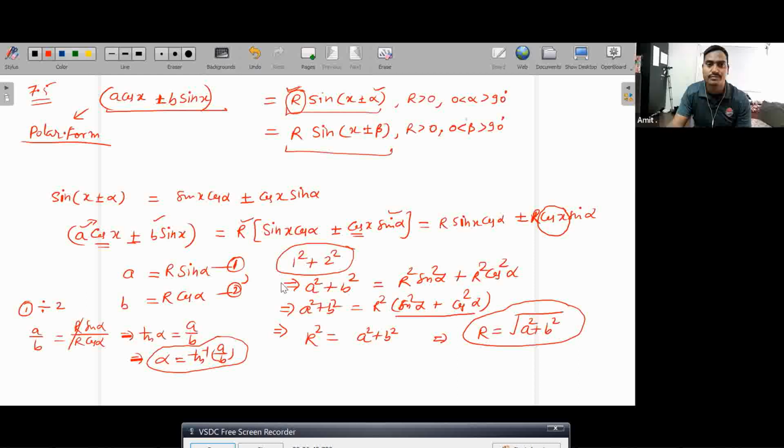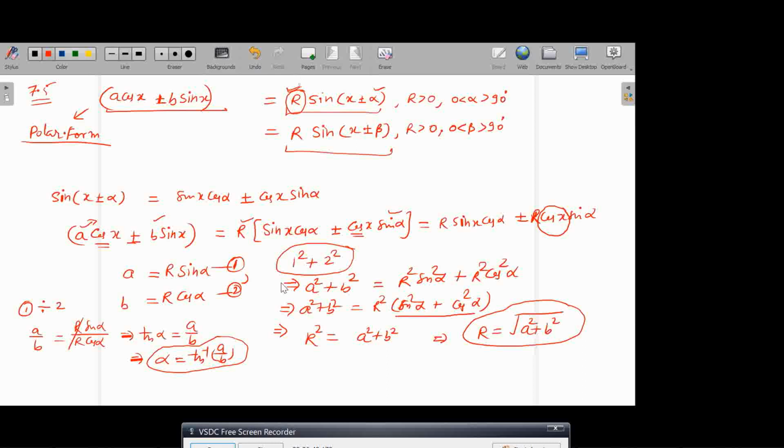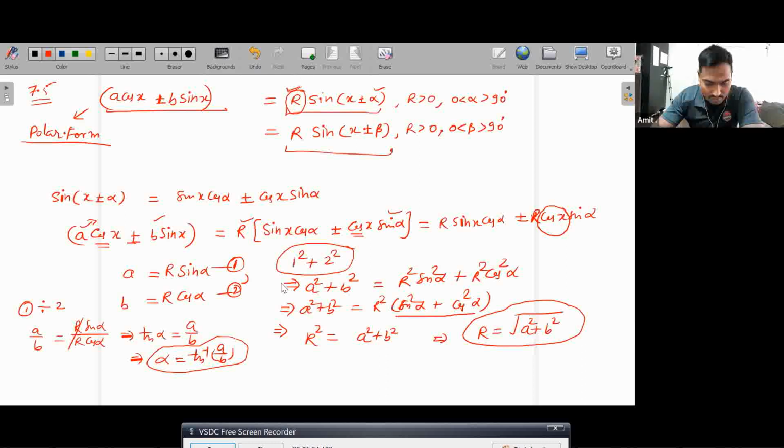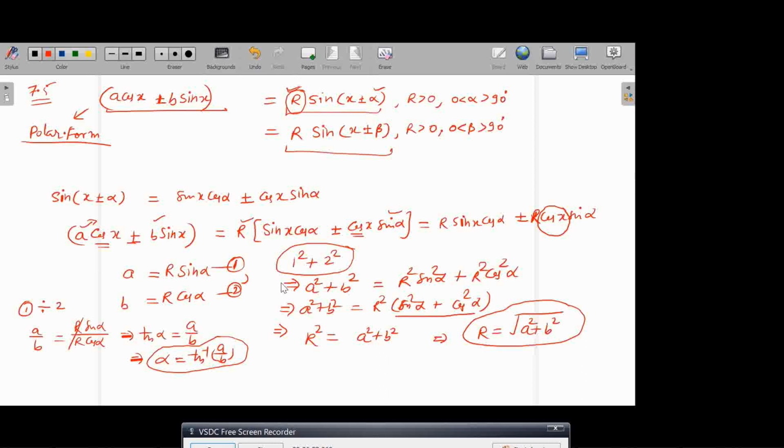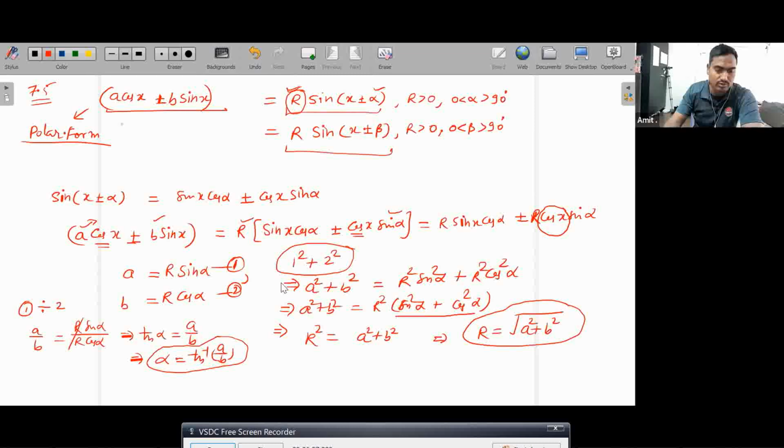Getting it? Can we take an example? Okay, I take an example from your book, example 14, let's say: 3 sin x plus 4 cos x.